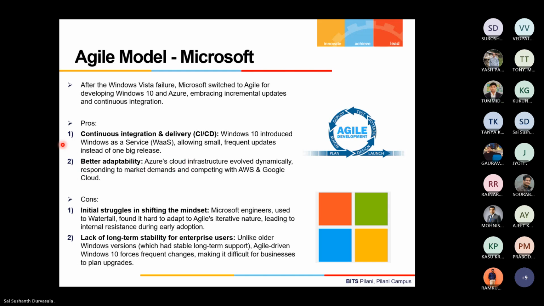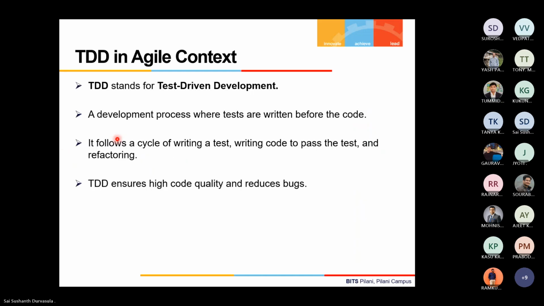Okay. All right. So the next thing we have is TDD, FDD, and BDD. But I think we just have 2 more minutes left. So let's just discuss TDD in today's class, and we'll talk about the others in the next class. So talking about TDD, it is test-driven development. T stands for test, D for driven, and another D for development.